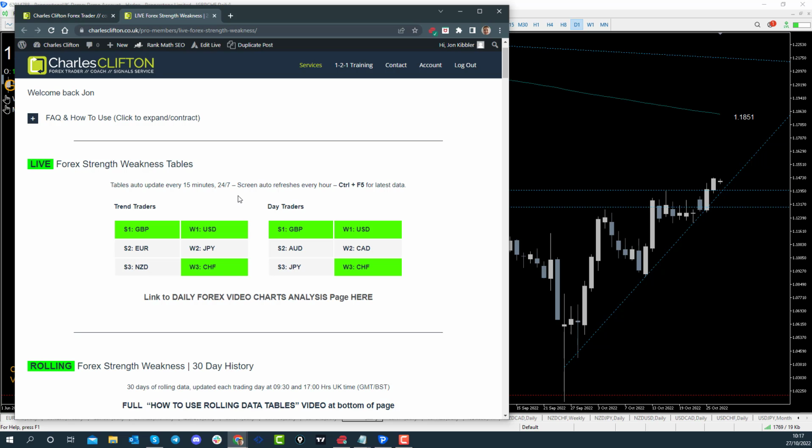So what are the live Forex Strength and Weakness tables showing us this morning? Well, pound is S1, the strongest currency on both tables. It's followed by the euro and the New Zealand dollar on the trend traders. On the weakness side of things, we've got the dollar on both tables, followed by the yen, the second weakest on the trend traders, and the Swiss, the third weakest on both. If we look at the day traders, we've got Aussie as the second strongest, followed by the yen. On the weak side of the table, we can see that CAD is W2.